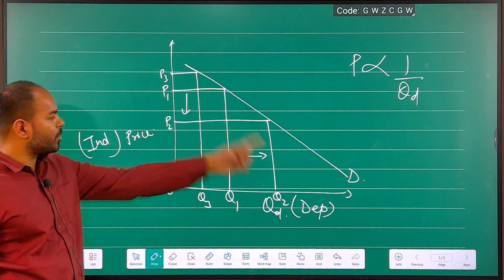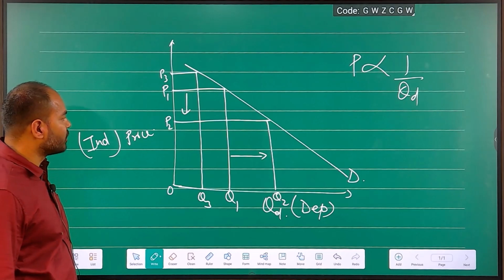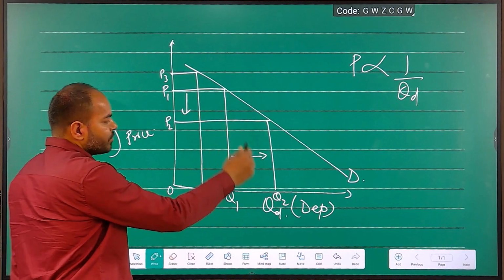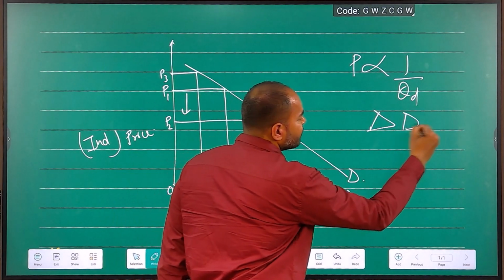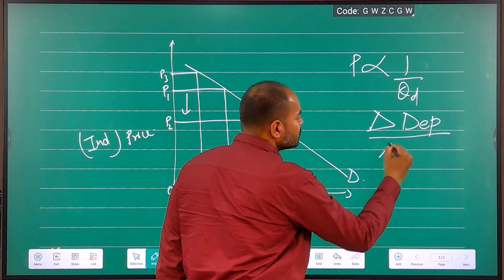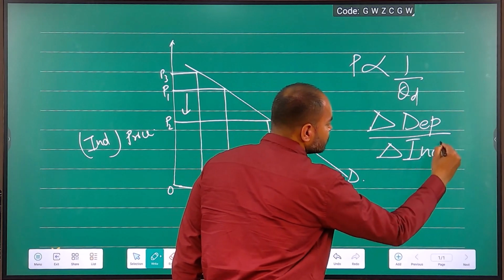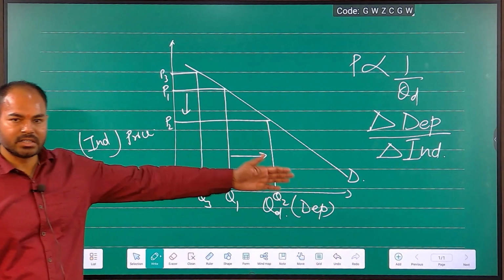What is the slope of the demand curve? The slope is written as change in the dependent variable upon change in the independent variable. This is the way to write the slope.